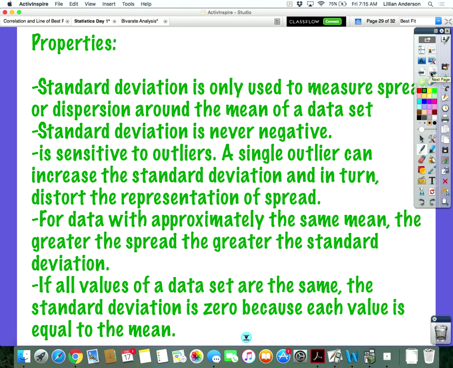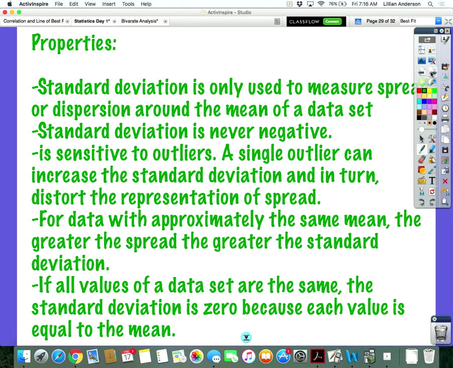Standard deviation is never negative, it's always a positive number. And it is sensitive to outliers, which basically means that if you have a random piece of data that's so far away from the majority of the data, then it is going to adjust your standard deviation. For data with approximately the same mean, the greater the spread, the greater the standard deviation.